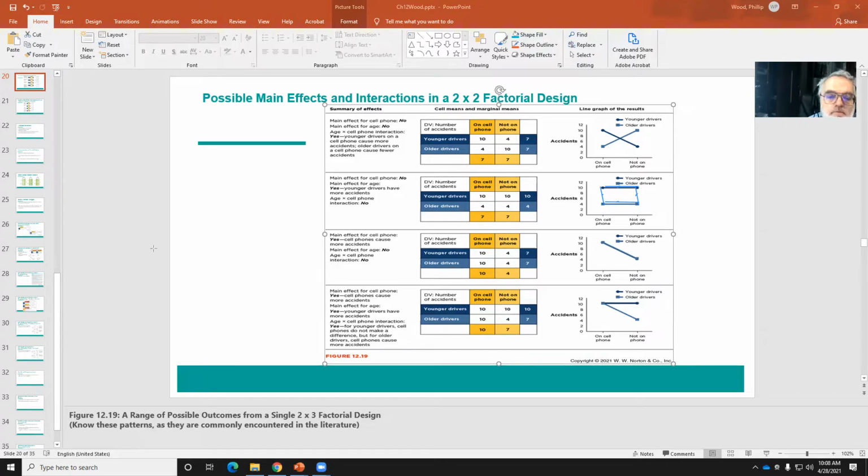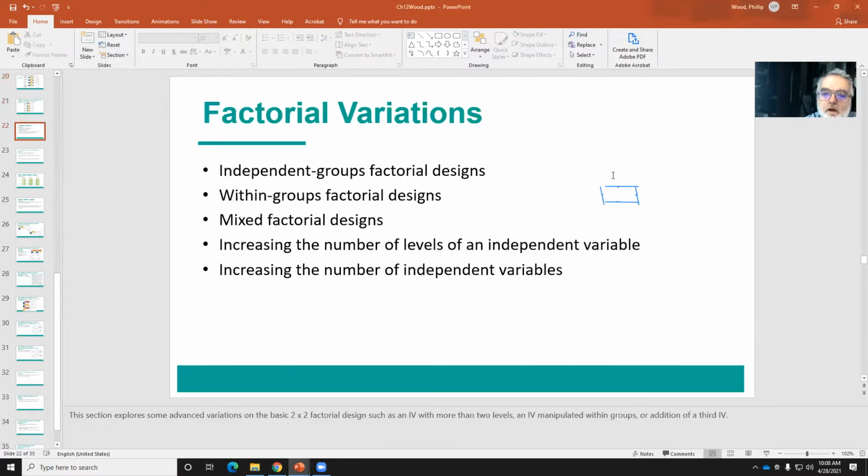Come here. I'm not sure now why. There we go. Now to erase my little annotation thing. All right.